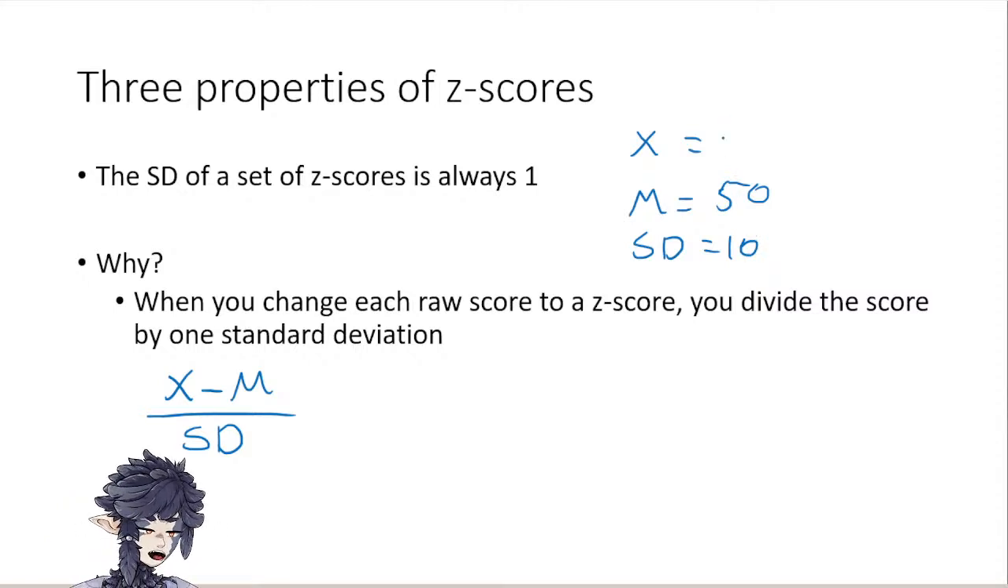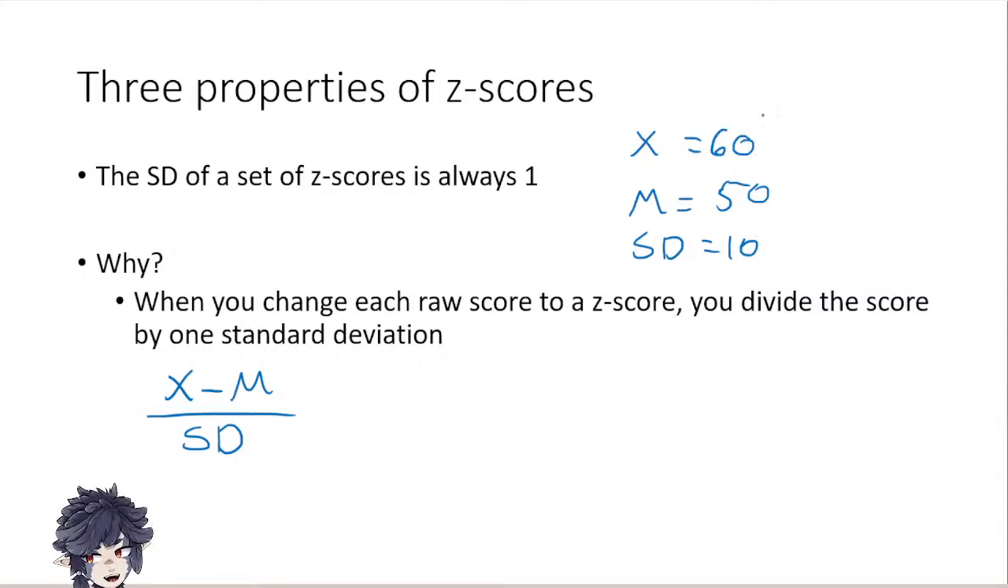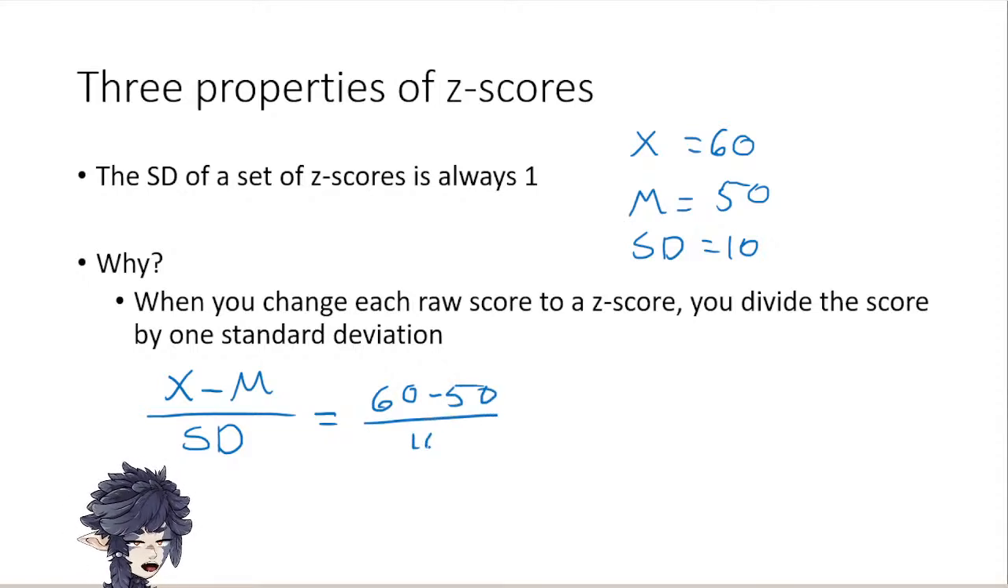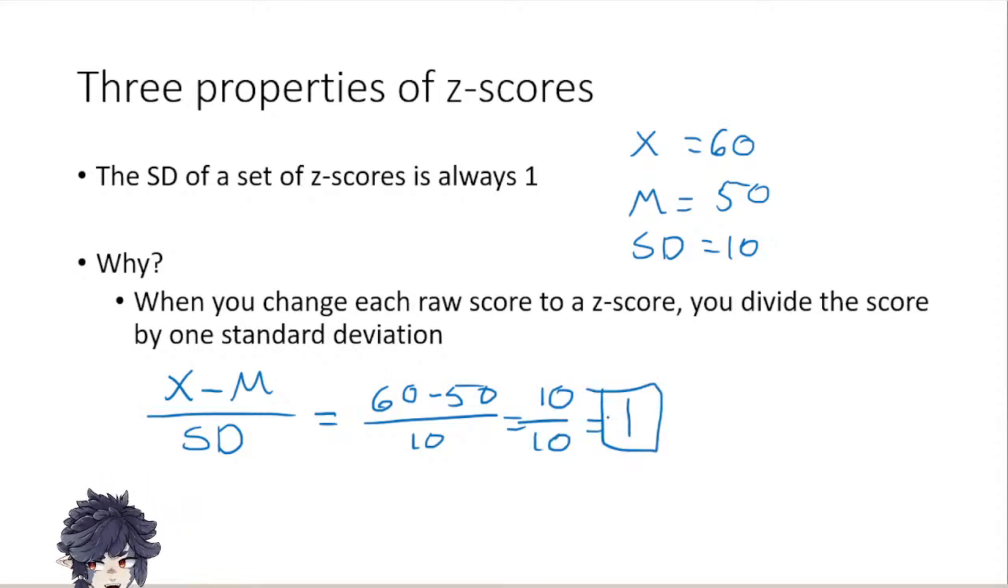So 50 plus 10 equals 60. 60 is exactly 10 points above the mean. It's 1 standard deviation above the mean. So if we plug that in, 60 minus 50 over our standard deviation of 10, you get the standard deviation back, and you end up getting 1. So mathematically, that's why the standard deviation is 1.